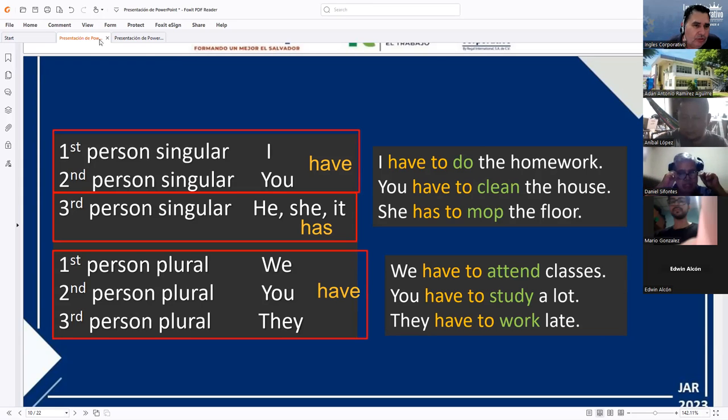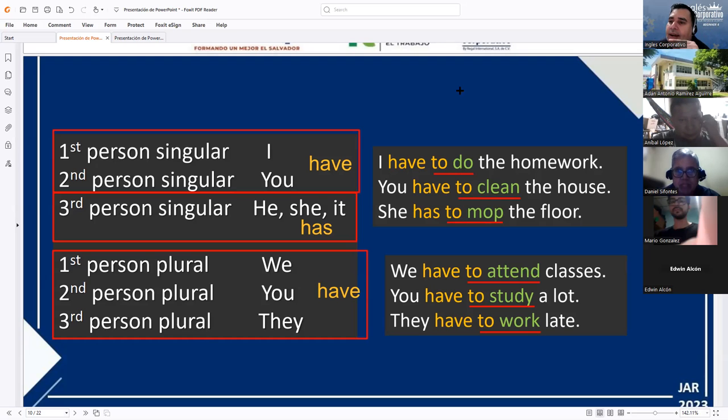Check the sentence. It's important to pay attention to this part. Look. It's always the same. This part never changes. It is the infinitive. What's the meaning? I have to do, you have to clean, he has to mop, we have to attend, you have to study. To do, to study, to cook, that is the infinitive, it never changes. It's always to do, to study, to play, whatever.